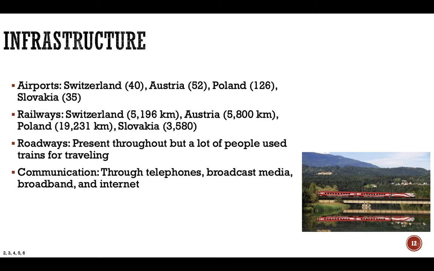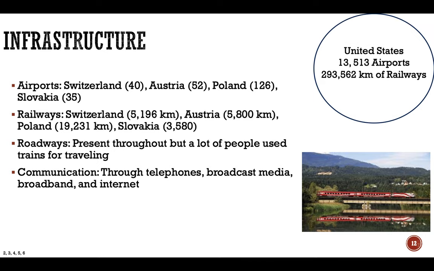As for infrastructure, airplanes, trains, and cars are all used for transportation throughout the four countries. Not surprisingly, Poland has the largest number of airports and kilometers of railways. The railways connect the countries to many other countries throughout Europe and are often used for traveling. For comparison, the U.S. has 13,513 airports. The typical U.S. citizen is much more likely to use an airplane or a car for transportation as to the railway system, which is very common in Europe.